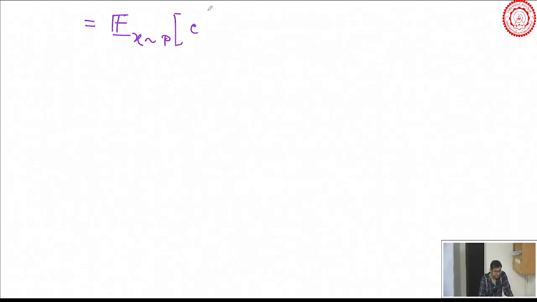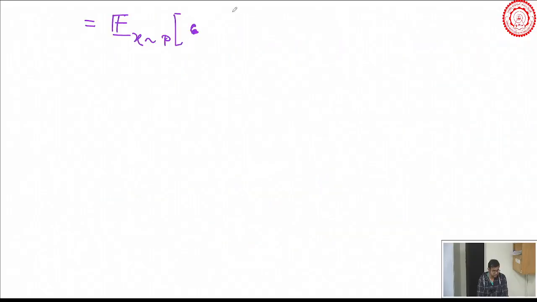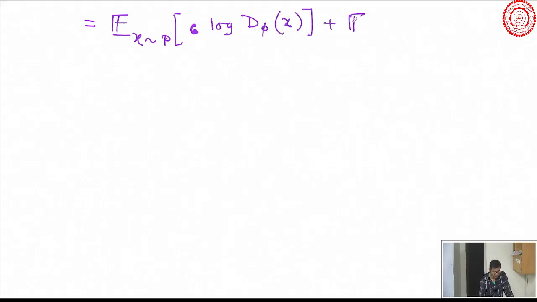Okay. Not Ci now. C is already here. It will be log of d phi x plus the expectation of failure. I mean, with respect to Q, log of 1 minus d phi x.